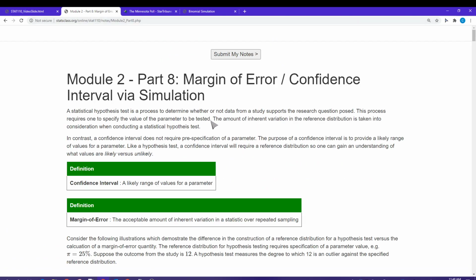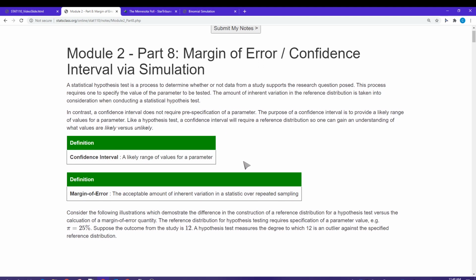So this part includes a discussion of the margin of error and also the idea of a confidence interval. And we're going to use a simulated reference distribution in obtaining the margin of error and confidence interval. In contrast to testing, a confidence interval does not require pre-specification of a parameter value. The purpose of a confidence interval is to provide a likely range of values for a parameter.